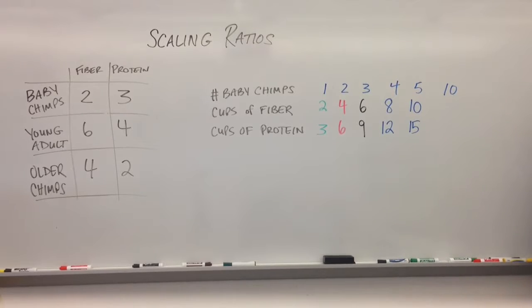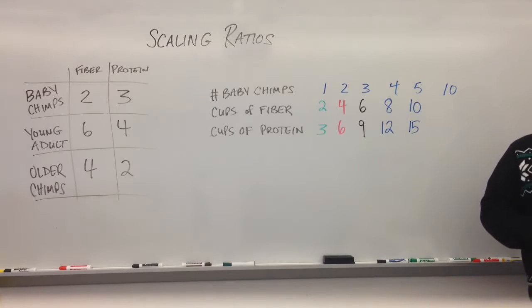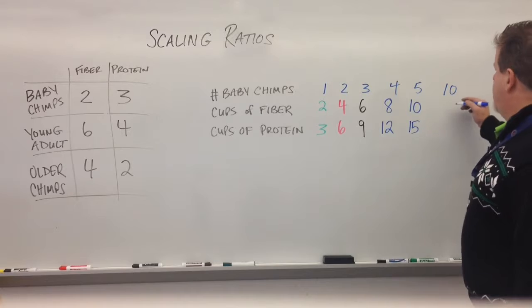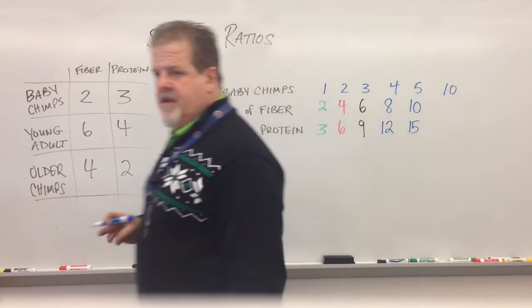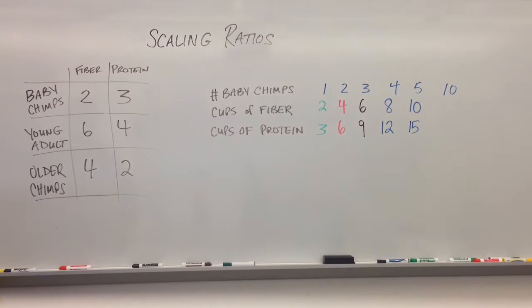Okay? Now, let's jump in the table to 10. 10 baby chimps. Dylan, what do you think? For 10 baby chimps, I get 12 cups of high fiber. 12 cups of high fiber. Agree? Disagree? Disagree. Oh, what do you disagree? With what?